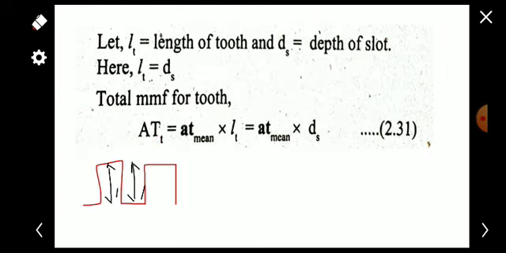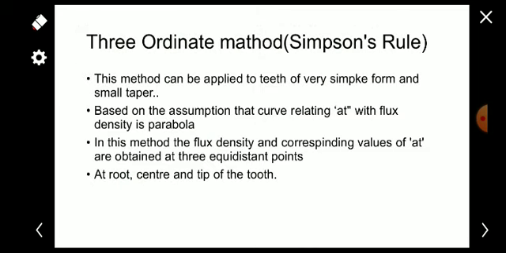Using this AT mean we are finding the total MMF of the tooth. So this is the first method, and the second one is the three ordinate method, or we can call it Simpson's rule. This method can be applied to teeth of very simple form and smaller taper. This method is based on the assumption that the curve relating MMF per meter, that is AT, with the flux density is a parabola.